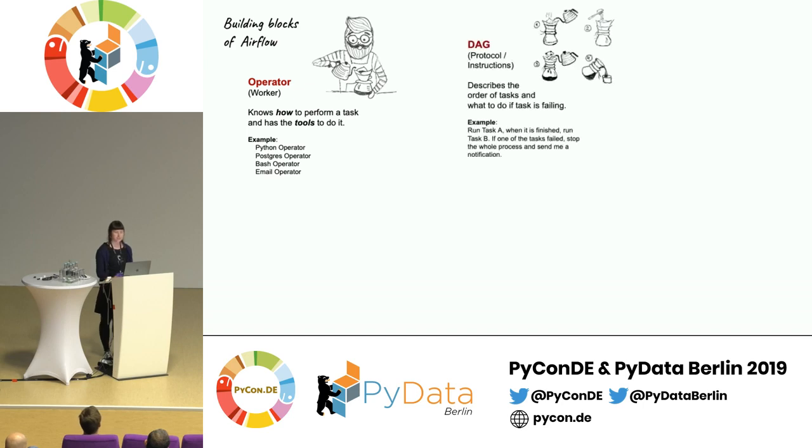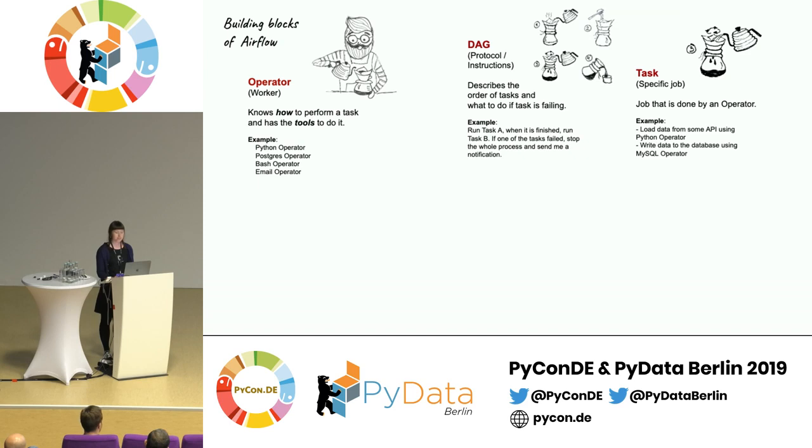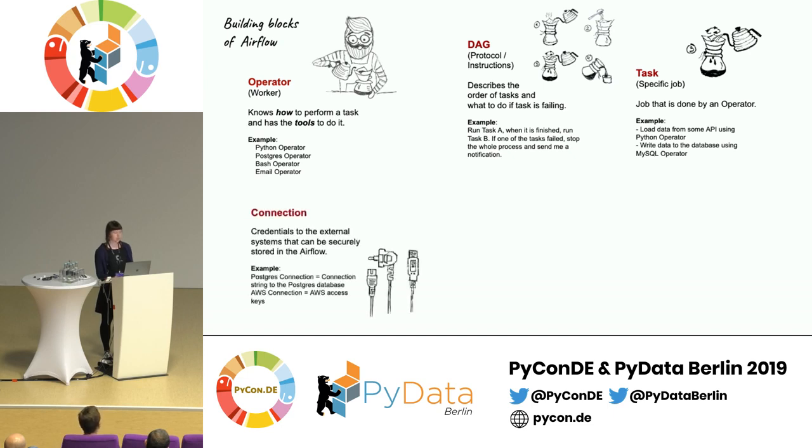So the second main important concept is DAG. It stands for Directed Acyclic Graph, but it's just protocol. It's just like set of instructions where you define which task should follow which one, what to do if one task failing, how many times you want to retry, things like that, right? Next concept is task itself. It's job performed by the operator.